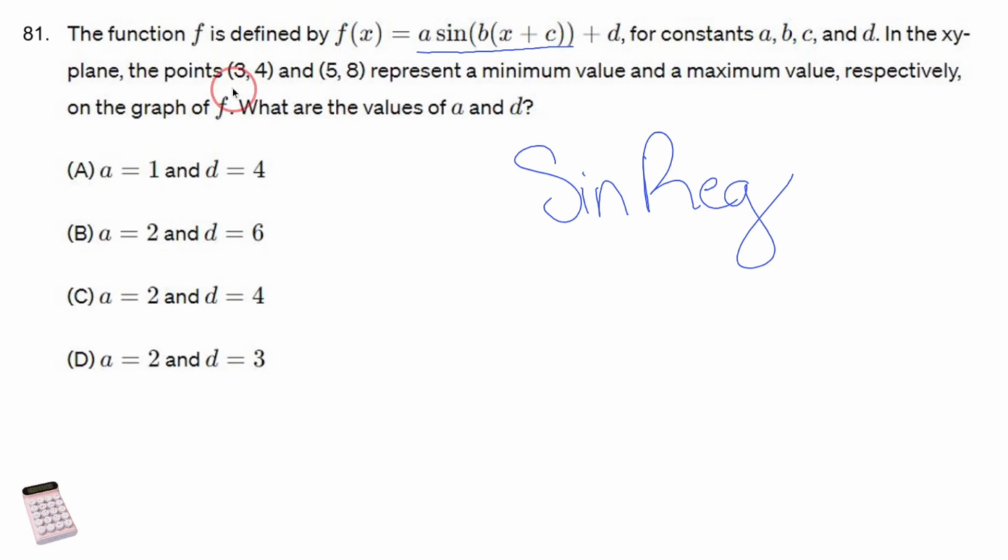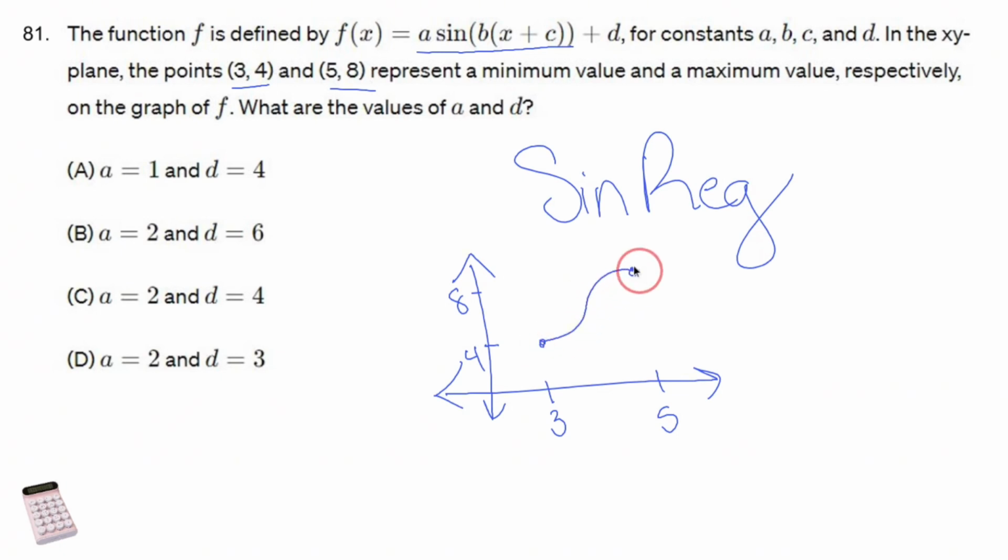It tells me that you have a minimum and a maximum. So if I graph that, and it's all above here, my minimum is at 3, 4, and my maximum is at 5, 8, it's going to look something like this. Okay? We only need to find 2 things, a and d.